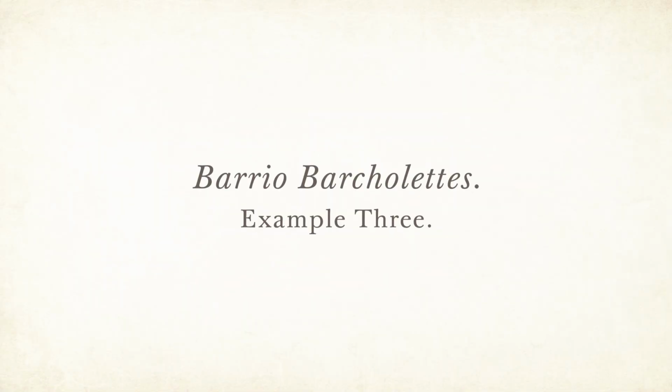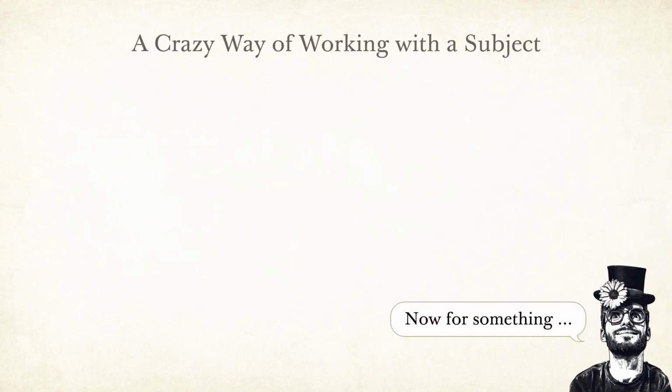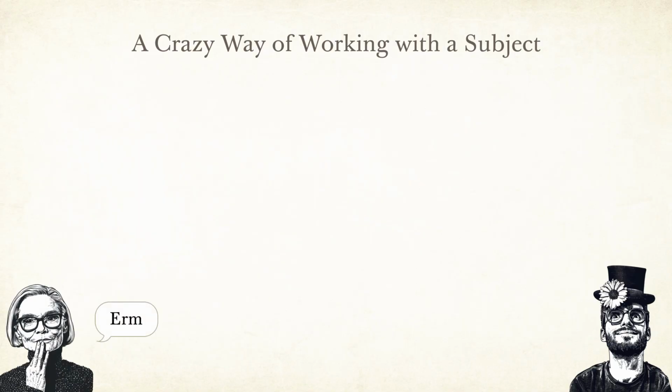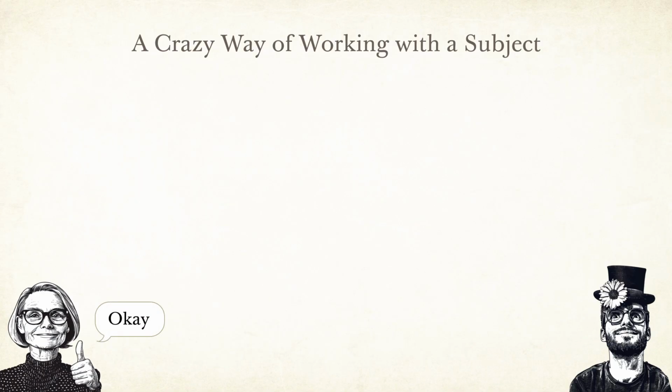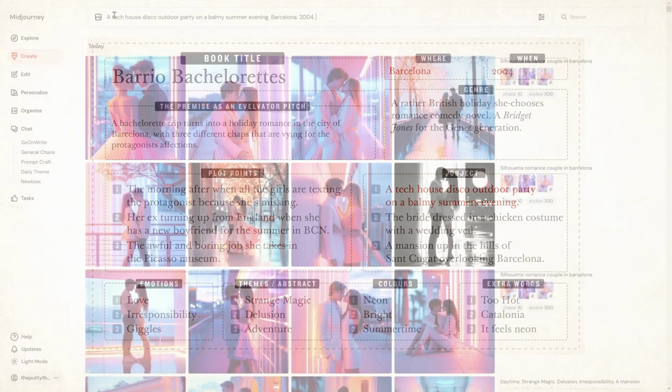Example 3. As a completely crazy way of attempting to get a subject to work, we're actually going to try something totally different and just let go. Let MidJourney take over the reins when it comes to the style. We're going to try a tech house disco party on a balmy summer evening, Barcelona, 2004.